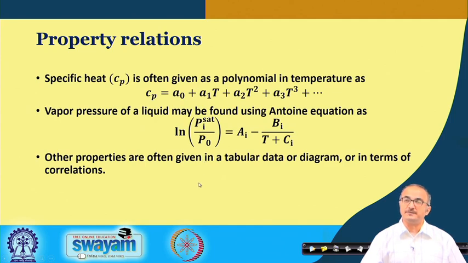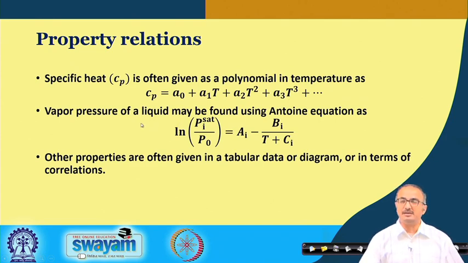Now, you see that this specific heat itself is a property, and that again is a function of temperature, and you will find in literature that such polynomial equations are given to compute this specific heat, and you can see that it can be a big series.